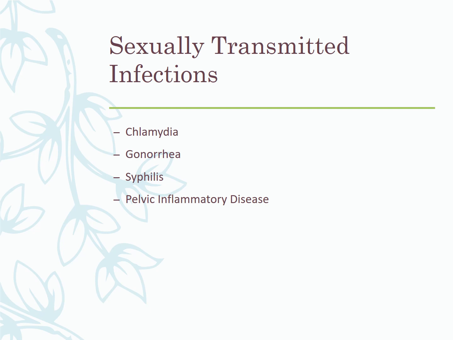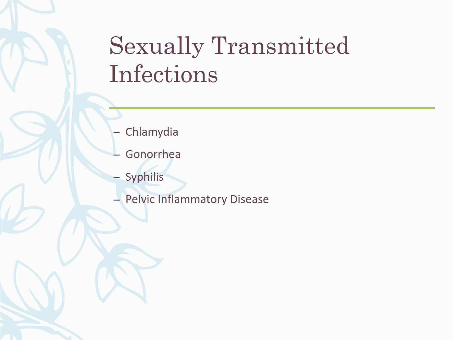So some of our sexually transmitted infections: chlamydia, gonorrhea, syphilis, pelvic inflammatory disease. We want to assess the 5 Ps. They should be asked. We should determine a woman's risk of developing STIs. We need to know partners, practices, prevention of pregnancy, protection for STIs, and past history of STIs.